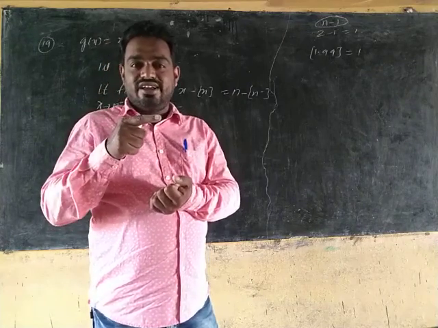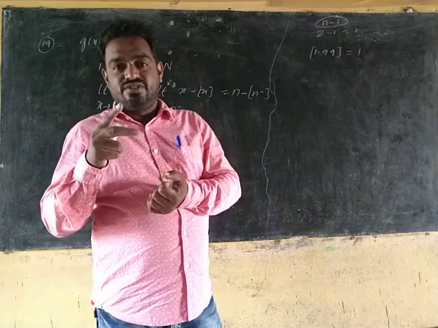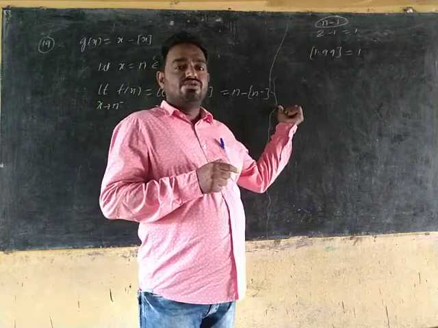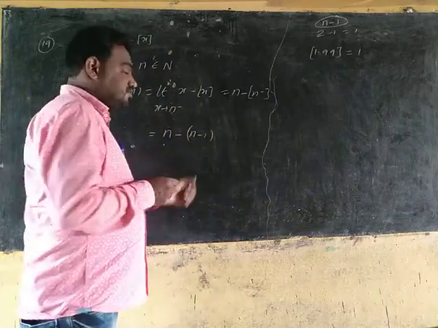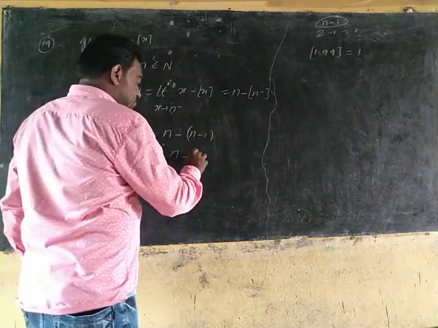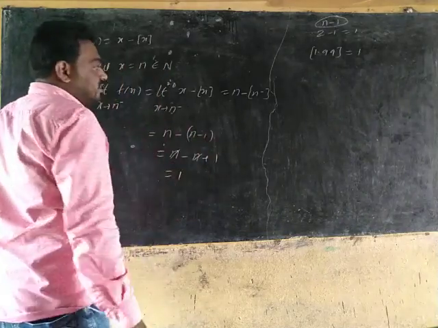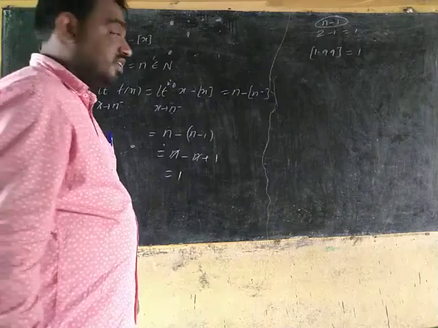4. What we got here? 3. So what is the difference? 1 is the difference, so 4 minus 1 is 3. So here n minus 1 we are getting. So this is equal to n minus (n minus 1), the n's cancel, and here the left hand limit value we got is 1.